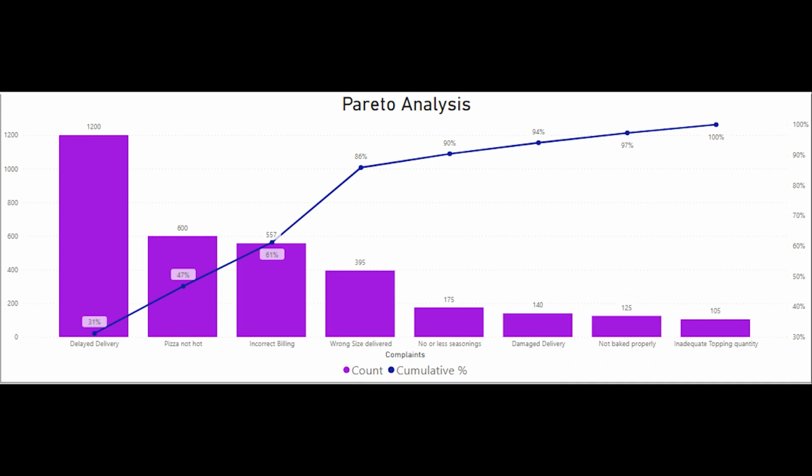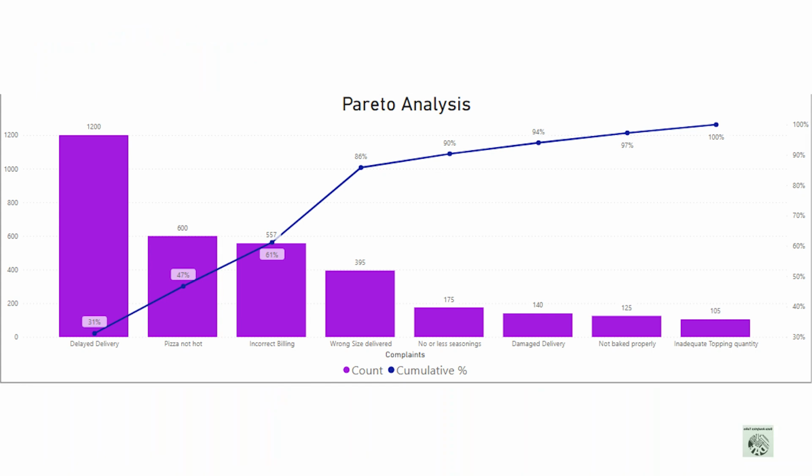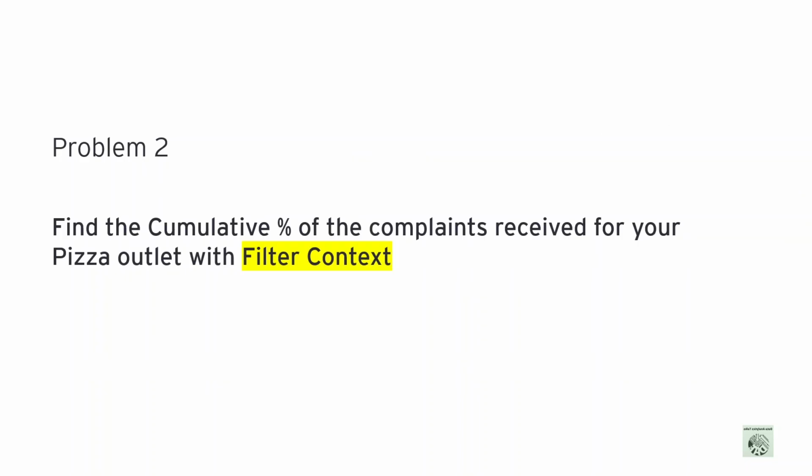So what's the next problem that you were talking about? Yes, this is an interesting problem. We have been receiving a lot of complaints from our customers, and we would like to make an analysis of the complaints and identify which are the areas that are causing a lot of problems, which is impacting our feedback. So find the cumulative percentage of the complaints received for your pizza outlet, enabling the filter context. That's very important.